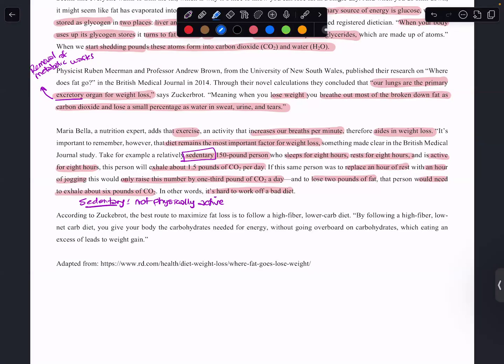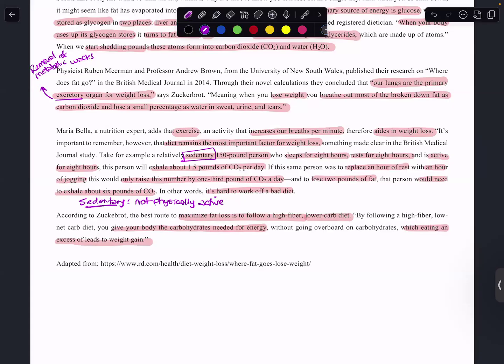Now, let's finish up. According to Zuckerbrot, the best route to maximize fat loss is to follow a high fiber, lower carb diet. By following a high fiber, low net carb diet, you give your body the carbohydrates needed for energy without going overboard on carbohydrates, which is eating an excess of that leads to weight gain, right?